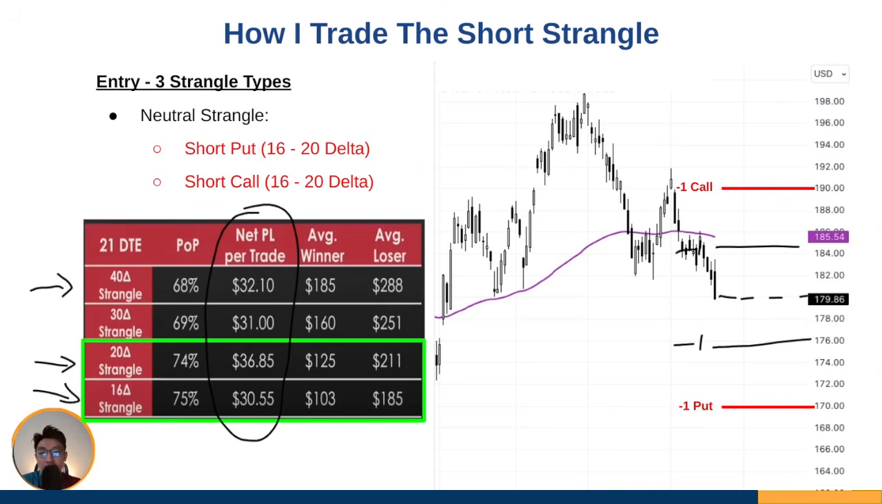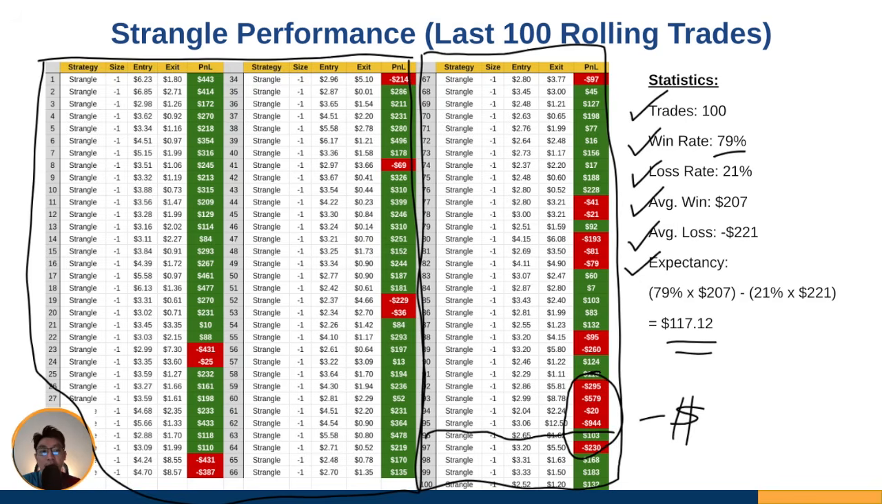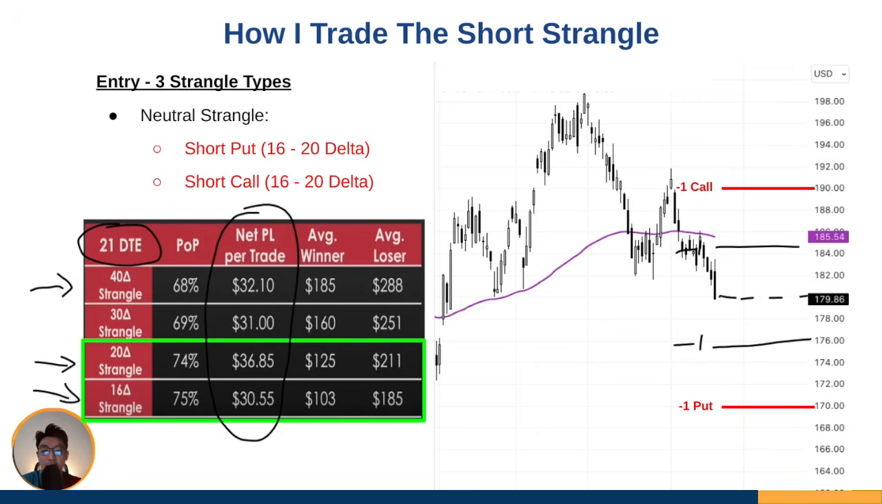You can see that they exit at 21 DTE. For them, it's very mechanical how they exit. They just put on the strangle, and whenever it's 21 DTE, they close it, and then they put it on again. Based on the 16 to 20 delta strangle, they have a win rate of about 74 to 75%, which is not too far off from the win rate which I got. My win rate is about 79%, slightly higher. One of the main reasons is that on my trades, I also tend to take profit slightly earlier than 21 DTE, depending on the situation, which I'm going to share with you again. But basically, you can see the probability is somewhere around there. So this is for the neutral strangle.